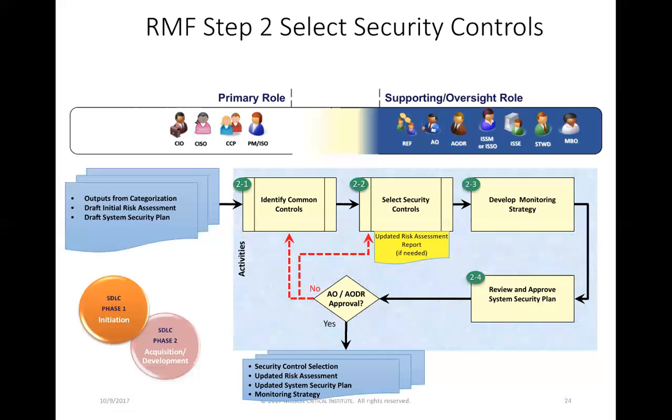You identify the common controls, you select the controls, then you develop a monitoring strategy, and then you review and approve the system security plan. Actually, the AO does that part.